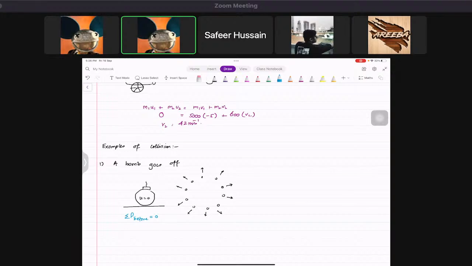Sir, could you repeat the question? I went to get some tissue. I was saying that if there is a bomb that is stationary, the momentum is zero. When it explodes, the particles of the bomb go in all directions. So according to the law, the momentum before should be equal to the sum of momentum afterwards. Is it the case here, or is it not following the law?